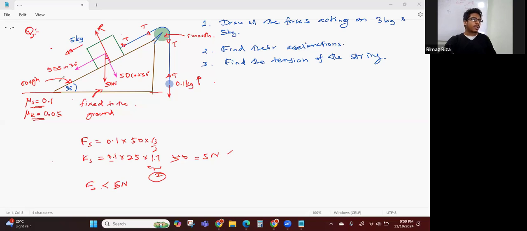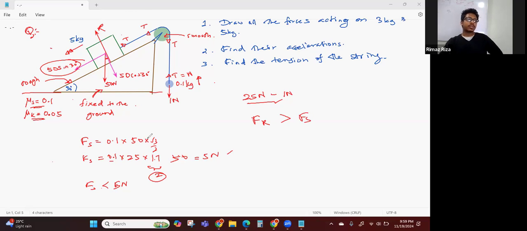So if I assume initially the system is at rest, then on this side the component is 50 sin 30, which is 25 Newton. And here the tension, the weight is 1 Newton. So if we assume the tension is 1 Newton, 25 minus 1 is 24. So the resultant force R acting on this is greater than Fs.